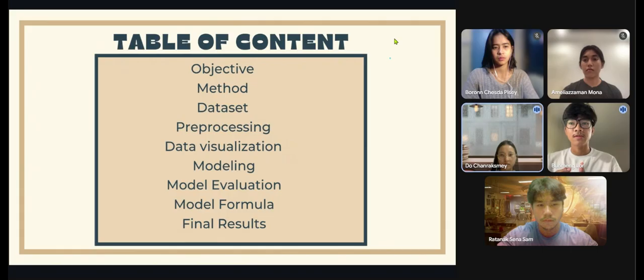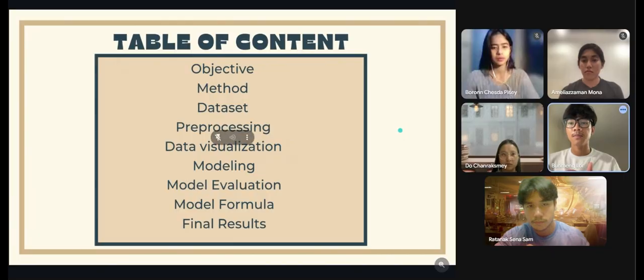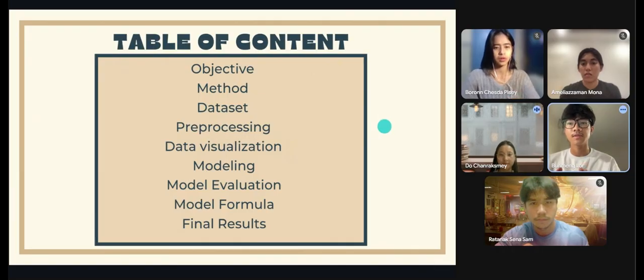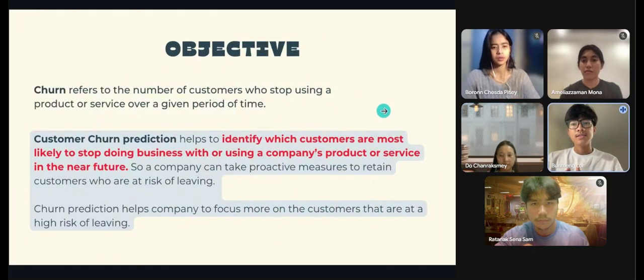So here is the table of contents. We are going to cover the objective, method, dataset, preprocessing, data visualization, modeling, model evaluation, model formula, and also final results. So next up, I'm going to talk about the objective.